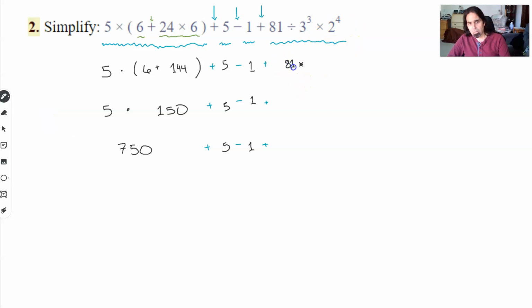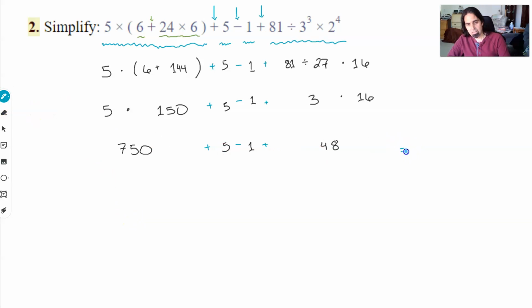So it's 81 divided by 3 times 3 is 9, times 3 again is 27. 2 times 2 times 2 times 2 is the same as 4 times 4, which is 16. 81 divided by 27, that's going to be 3. And then 3 times 16 will be 48. Again, use a calculator if you need to for any of this.